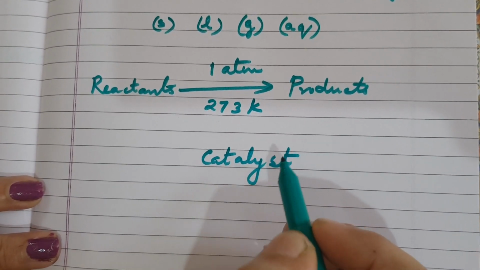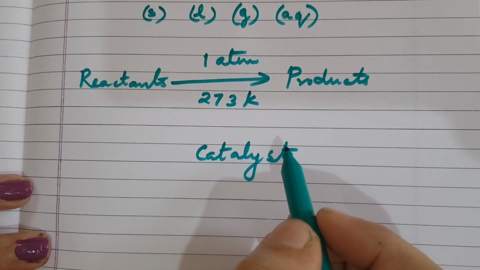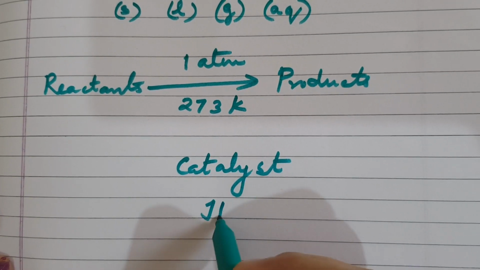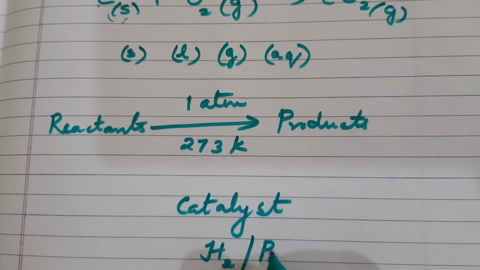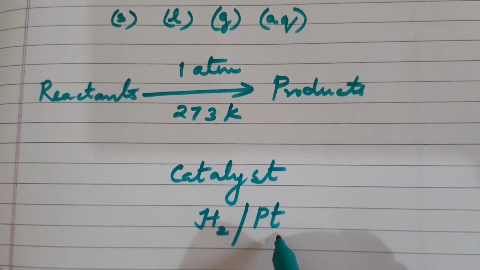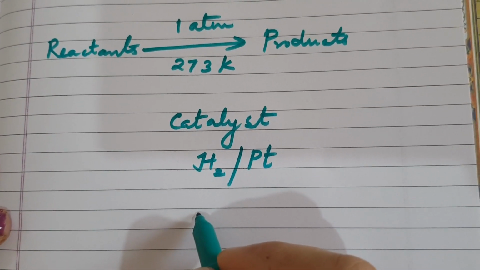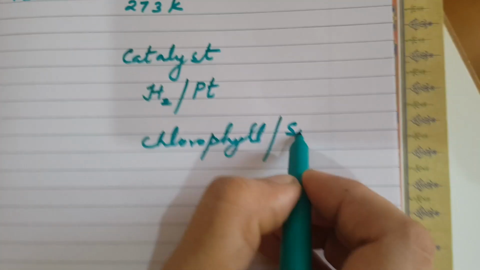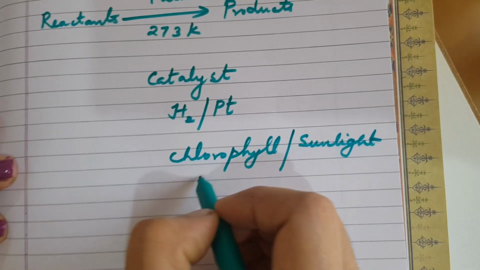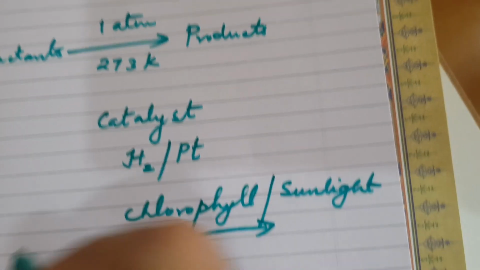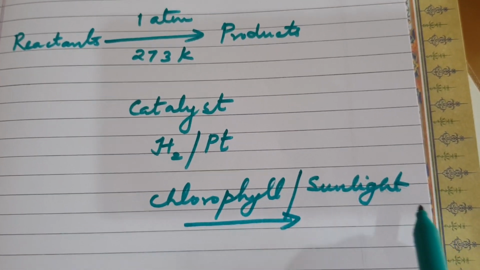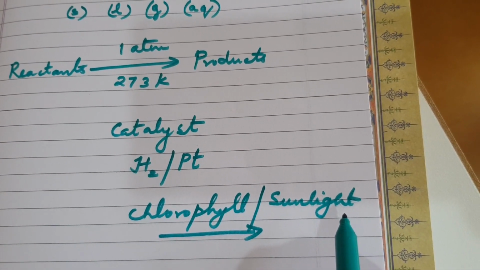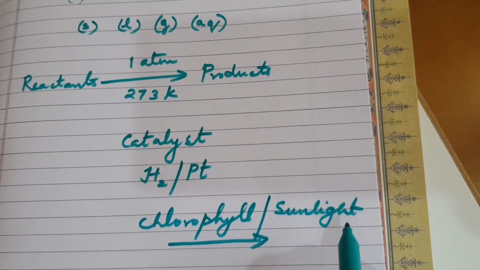Some reactions require a catalyst. A catalyst is any substance that enhances or increases the speed of a chemical reaction without itself undergoing any change. For example, for hydrogenation, you will need hydrogen in the presence of platinum or palladium. This is a catalyst. Photosynthesis, all of you must be knowing, needs chlorophyll in the presence of sunlight. So all this can be mentioned on the arrow mark, which connects the reactants and the products. That is how you get a completely balanced chemical equation, or a complete chemical equation. Along with the physical state, the reaction conditions give you a complete chemical equation.